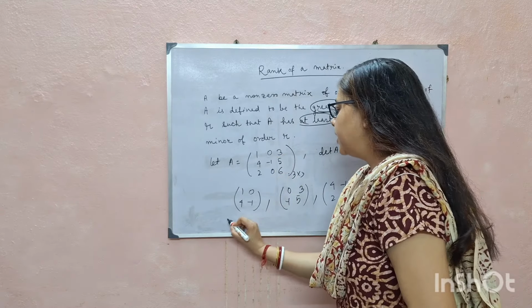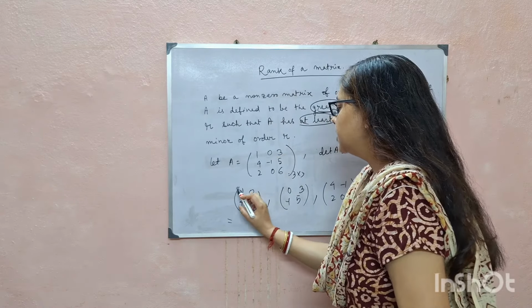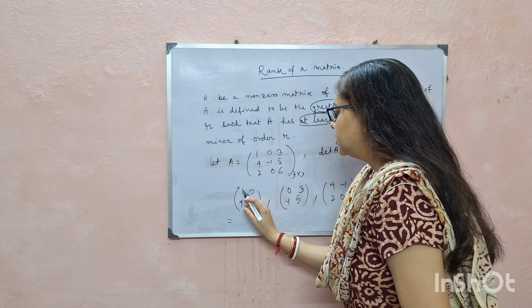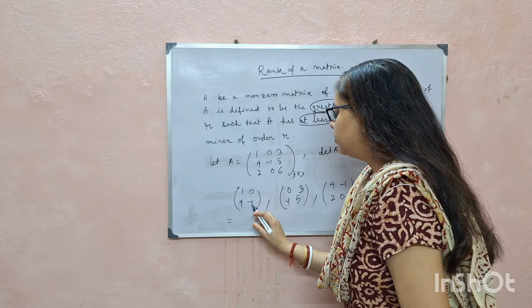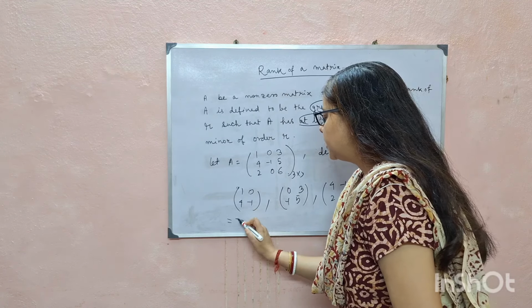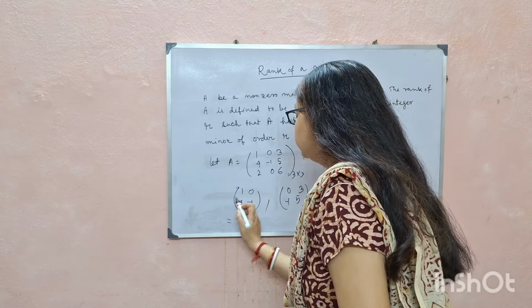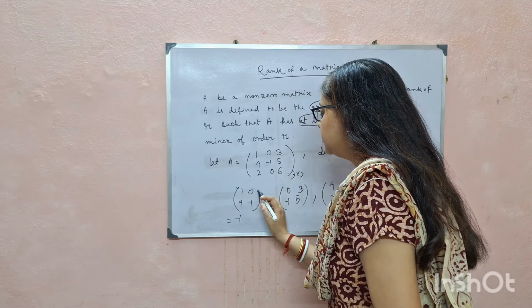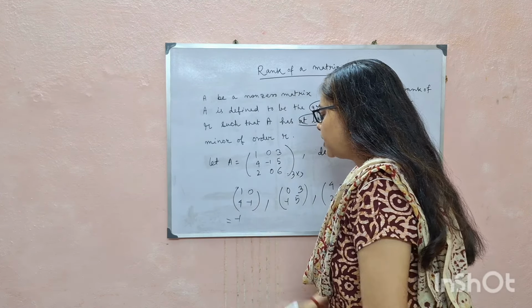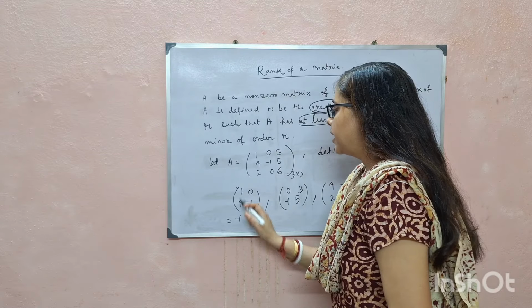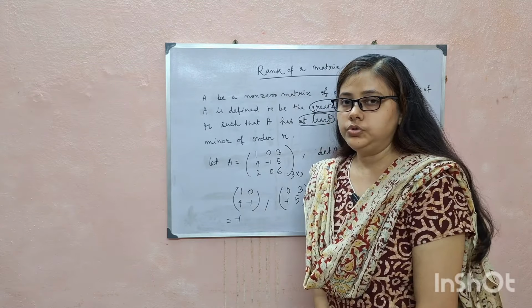So here, evaluate first the second order minor. This value is 1 into minus 1 minus 0, that is minus 1. The determinantal value of this matrix is minus 1. So the rank of A equals 2.